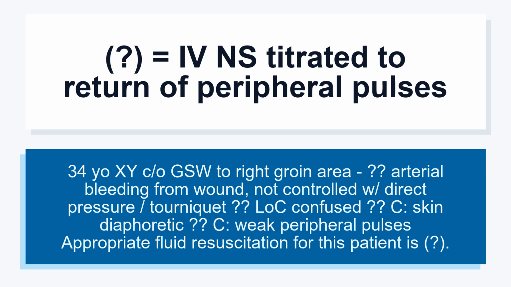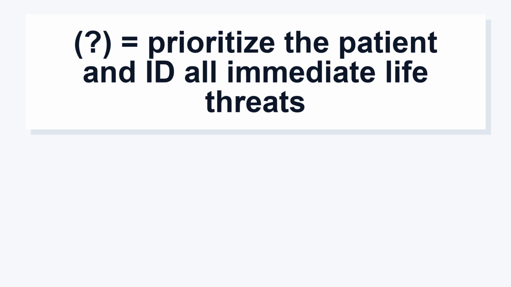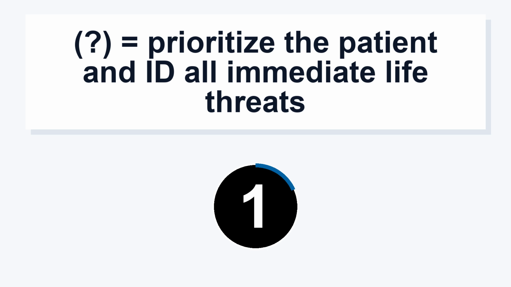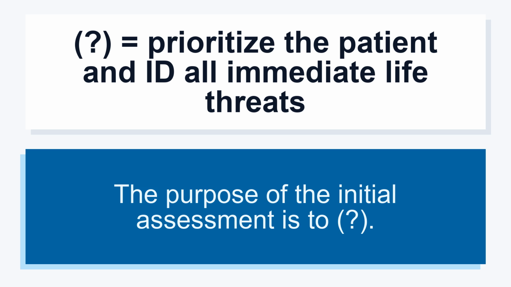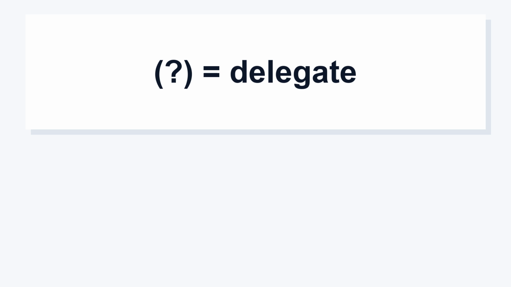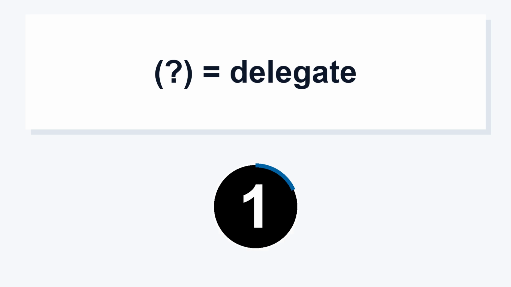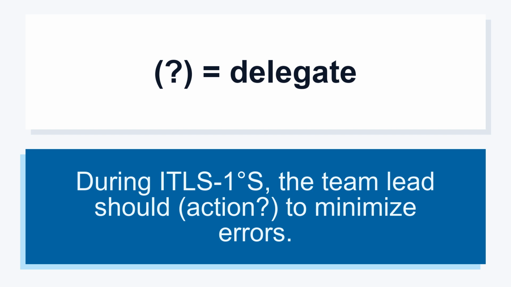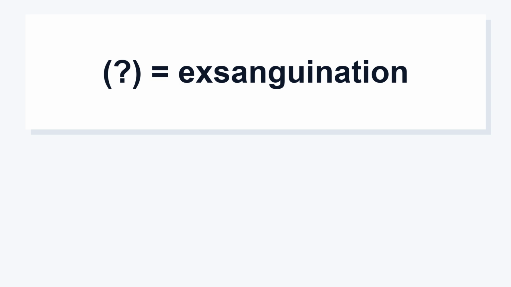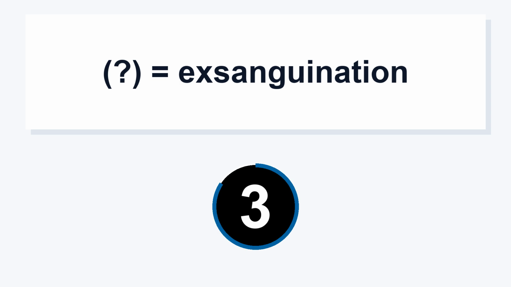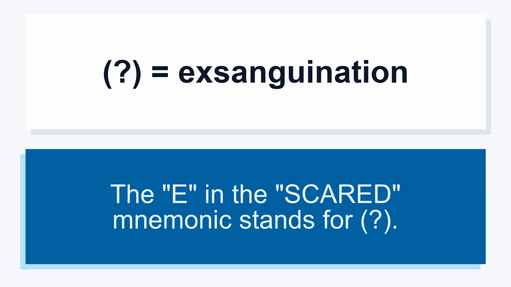34 YOXYC/OGSW to right groin area, arterial bleeding from wound, not controlled with direct pressure/tourniquet, lock confused, skin diaphoretic, weak peripheral pulses. Appropriate fluid resuscitation for this patient is, equals prioritize the patient and ID all immediate life threats. The purpose of the initial assessment is to equals delegate. During ITLS 1 degree S, the team lead should, action, to minimize errors, equals exsanguination. The E in the scared mnemonic stands for equals delegate.